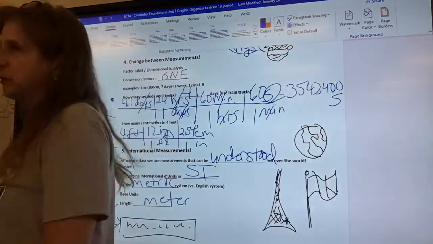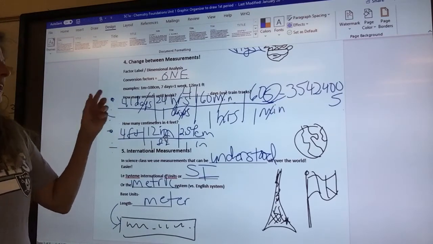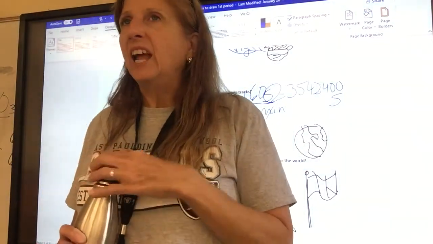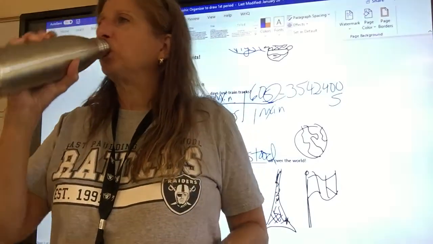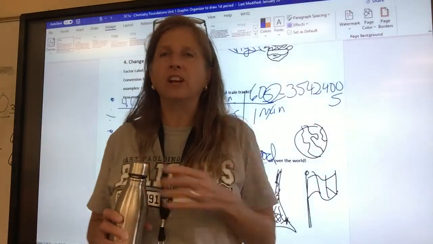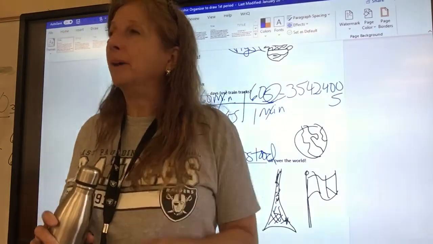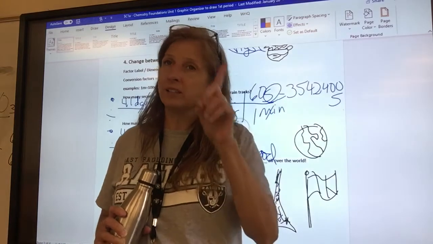Okay, changing between measurements. It's called factor label or dimensional analysis, which I think sounds cooler. It's based on this idea that you can convert measurements if you multiply by one. Because multiplying by one does not change the value of a number, right? 32 times one is 32. A billion times one is a billion, right? So multiplying by one does not change the value.